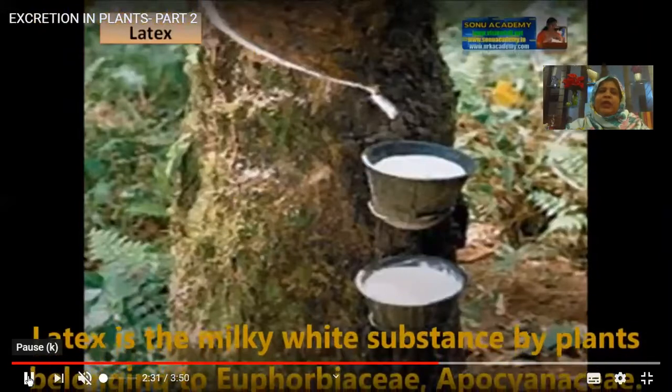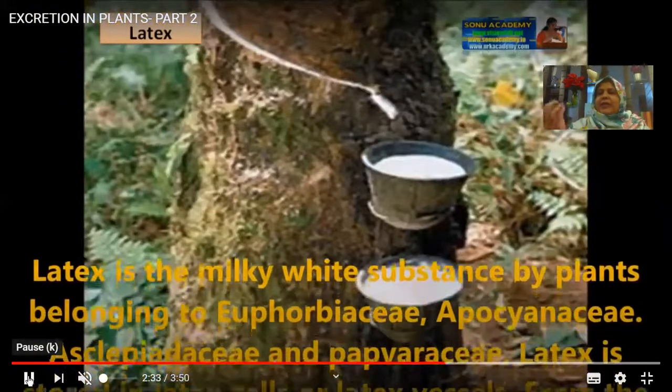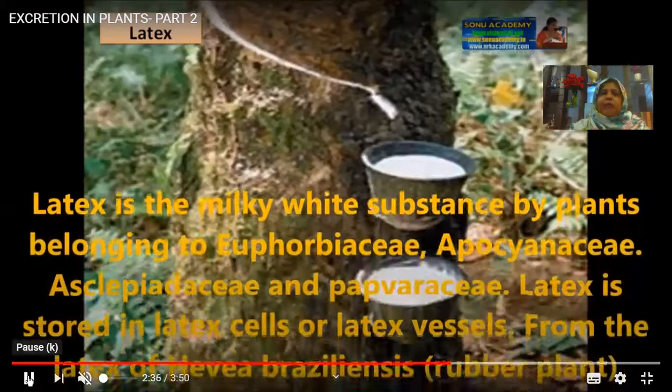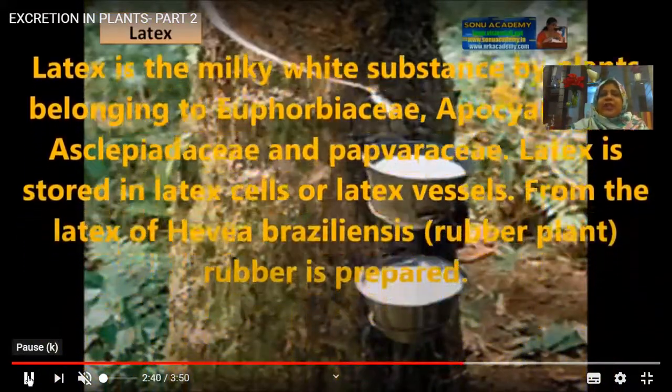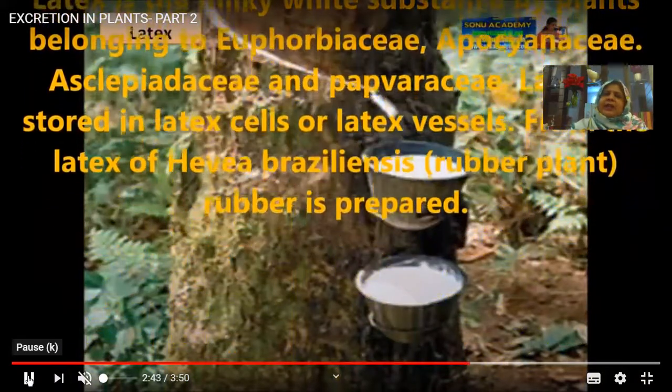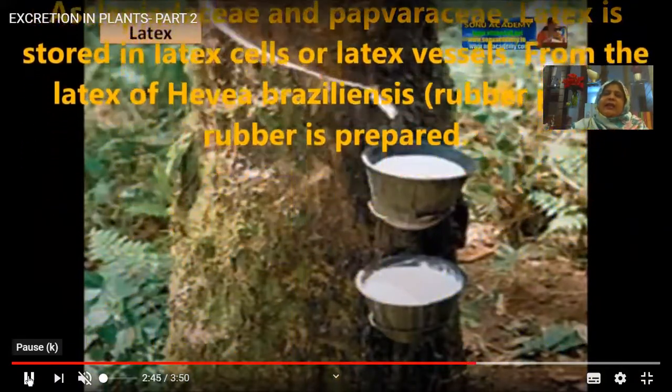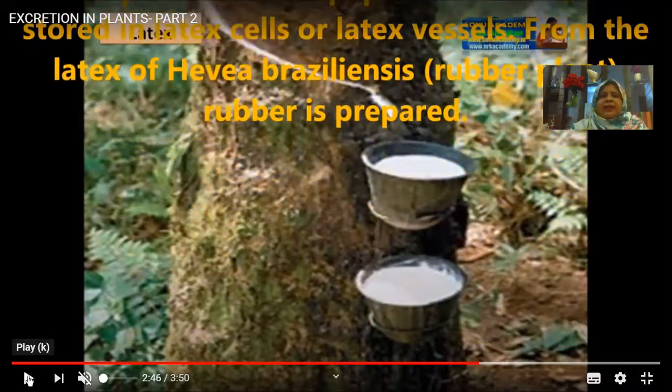And now there is something called latex. There is a milky substance called latex, which is also excreted out of the plant. It belongs to the Euphorbiaceae family, and it is stored in latex cells. And you don't need to remember so many botanical names, don't worry. If you can remember latex, which is a rubber-like substance, and always for these Greek and Latin words, check once, put it in Google. Now you can know anything, what is the meaning of latex in English.